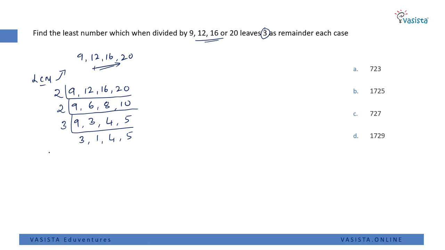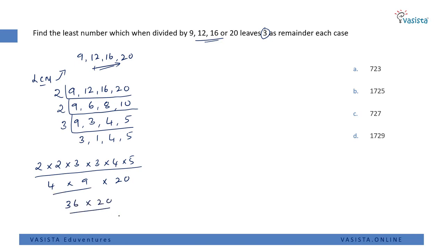What I can do now is list it out: that is 2 into 2 into 3 into 3 into 4 into 5. Now multiply it. 2 2s are 4, 3 3s are 9, 4 5s are 20. 9 4s are 36, into 20. Now multiply this. 36 2s are 72, so 720, we got the answer, that is the LCM.